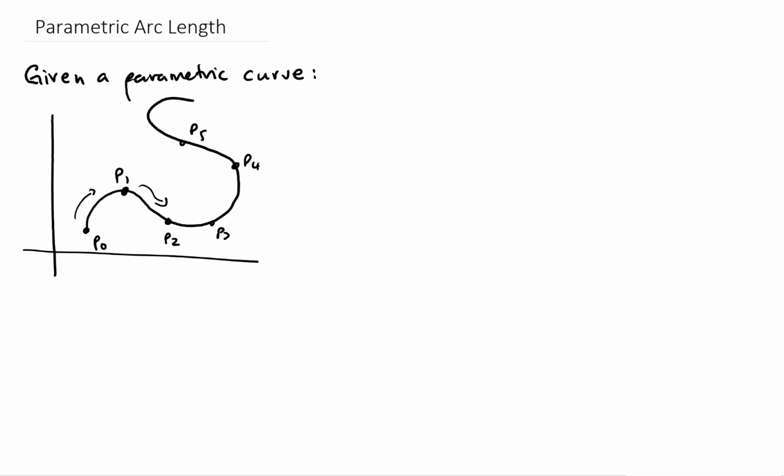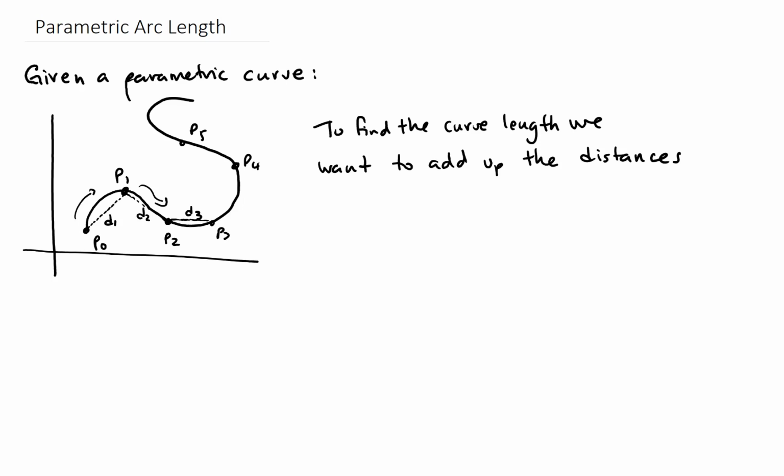And there's a distance between these points. So there's distance number 1, and distance number 2, and distance number 3. And if we wanted to find out how long this parametric curve is, all we have to do is add up all of these distances. So d1 plus d2 plus d3, and just keep doing this. And each of these is derived from the distance formula.